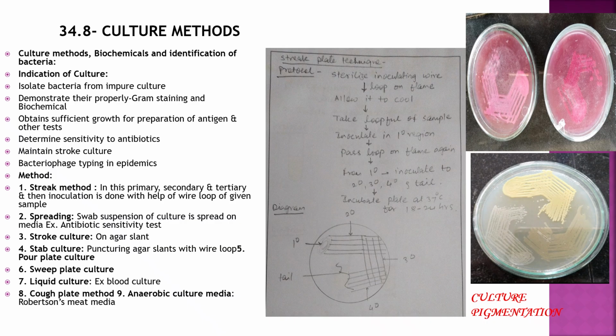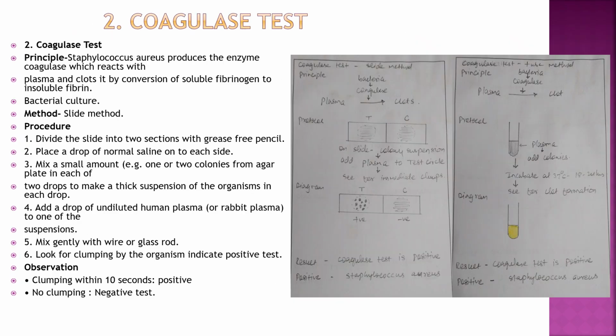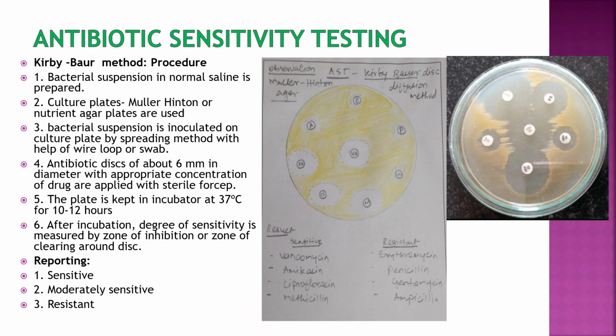to study colony characteristics. Now we will see biochemical reactions for the confirmation of the bacteria. For gram-positive bacteria, that is Staphylococcus, we do the catalase and coagulase tests. For catalase, take 1 drop of colony suspension, add H2O2 and look for bubbles. Catalase is positive in Staphylococcus aureus. The coagulase test can be done by the slide or tube method. Take 1 drop of colony suspension and 1 drop of plasma, mix and look for clumps. A positive coagulase test is seen in Staphylococcus aureus.